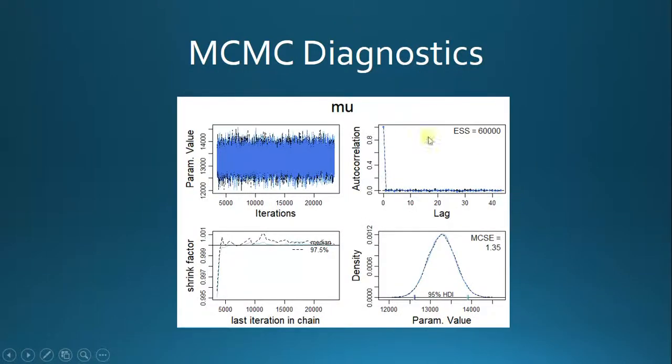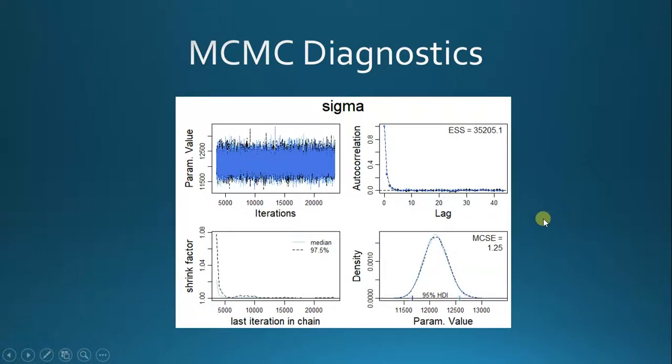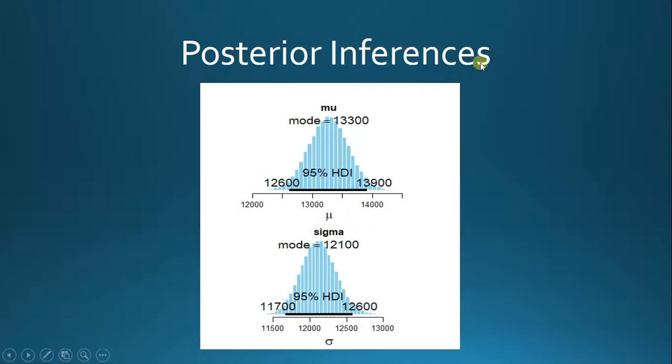So here are our diagnostics for mu and sigma. So this is for mu. As we can see, the chains are well mixing. There is no autocorrelation. The shrink factor is less than 1.1, which is good, and the density plots are merging really well. And here it's for sigma. As we can see, it's right as well. And here are the posterior inferences. And as we can see, the mu value is 13,300, which is different from our descriptive statistic. So that is because of the Bayesian analysis.